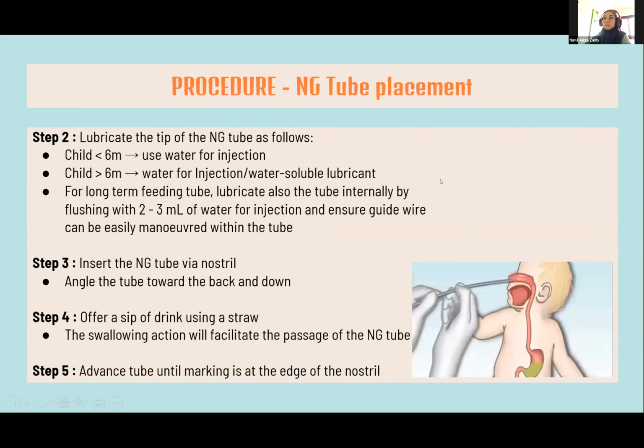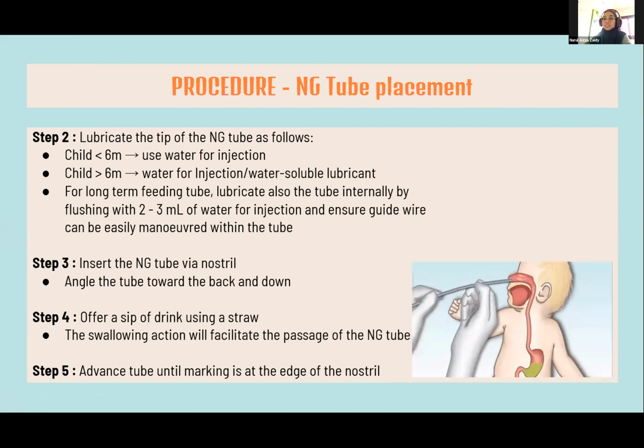Next, lubricate the tip of the NG tube before you insert it. In children less than 6 months, you can use water for injection, which is basically sterile water. For a child more than 6 months old, you can use water for injection or water-soluble lubricants. For a long-term feeding tube, the internal tube should also be lubricated by flushing with 2 to 3 milliliters of water for injection.